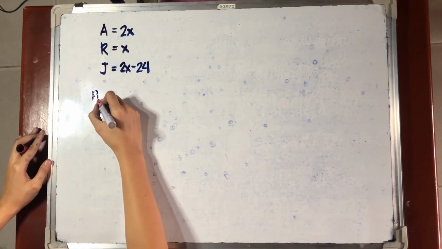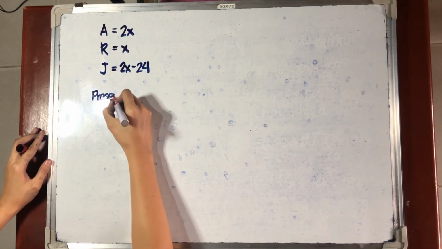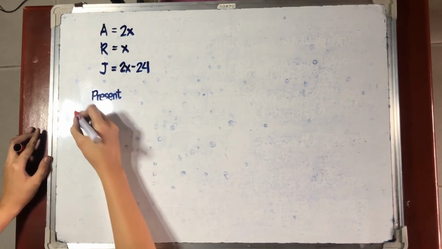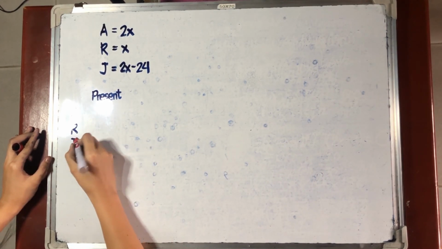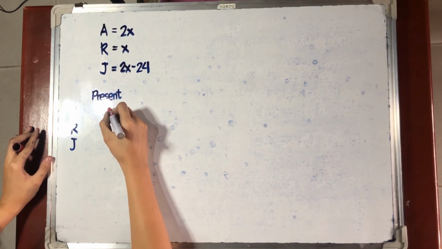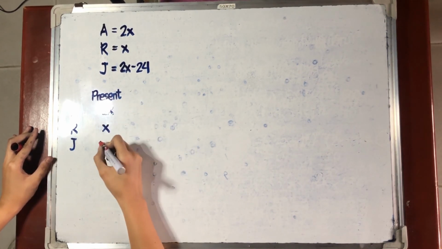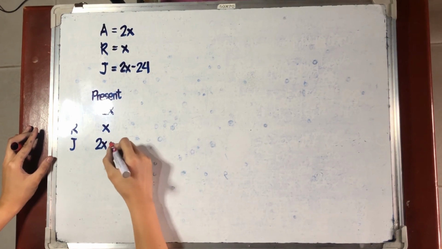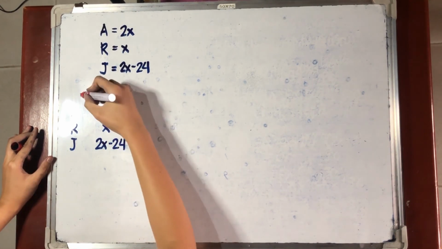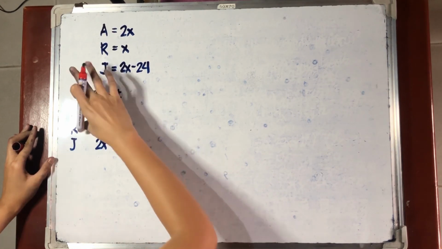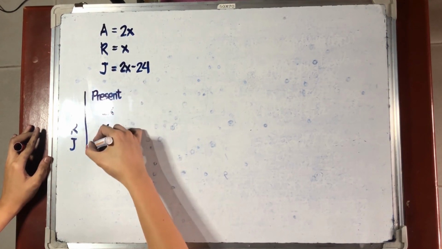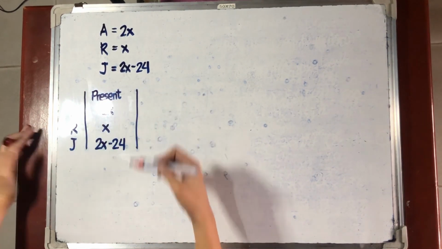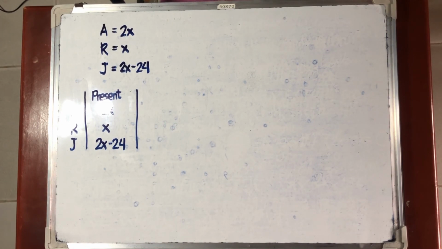So for our timeline, you need to write here the present ages. Okay, that's for Aris, Jake, and Rico. So for Aris, we have 2X as the present age, Rico X, and Jake is 2X minus 24. Okay? Next step is, tingnan mo kung ano yung mga ibang timeline na binigay sa atin sa problem. Okay? Aside sa present ages, sabi niya dito, half of Aris's age 6 years ago.